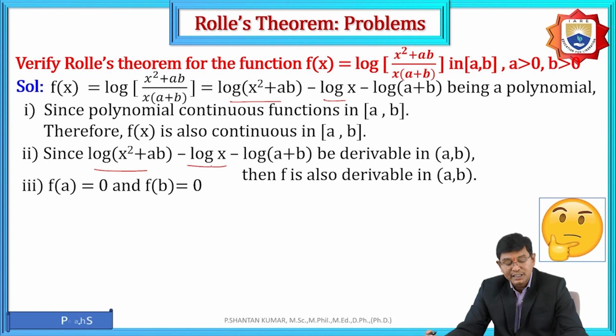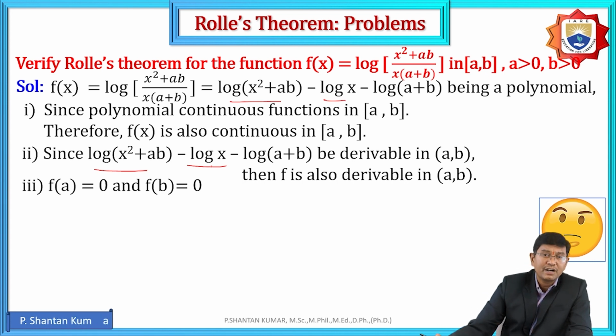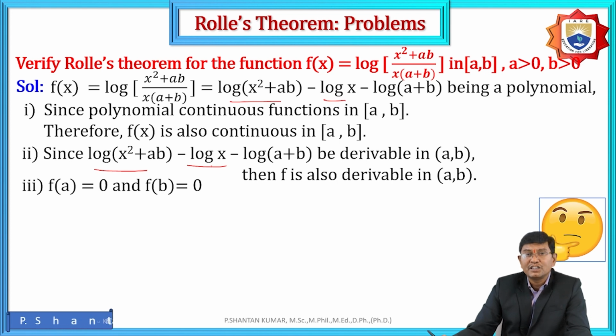And f of a is equal to f of b. At x is equal to a, the first term and the second term give 0, and at b it is also 0. Here the conclusion: the first condition is satisfied, the second condition is satisfied, the third condition is satisfied, and based upon these three, Rolle's theorem is verified. Finally we need to find out whether c belongs to (a, b) and f dash of c is equal to 0.